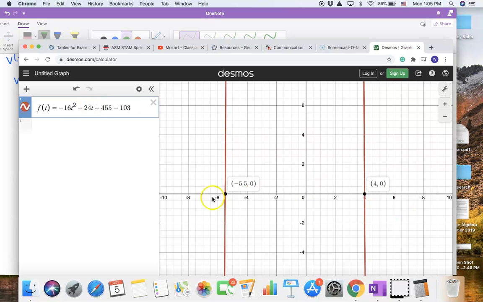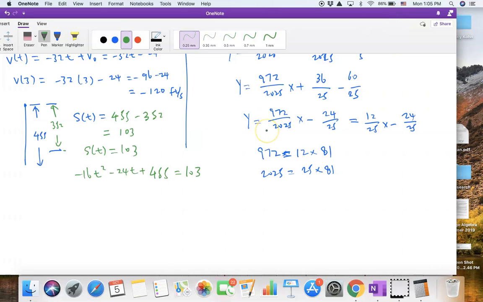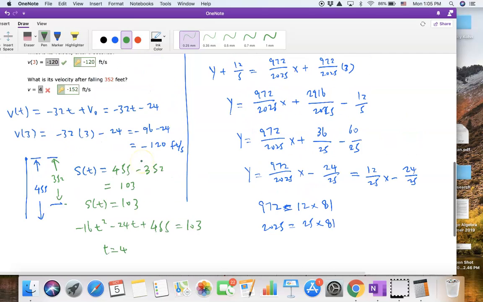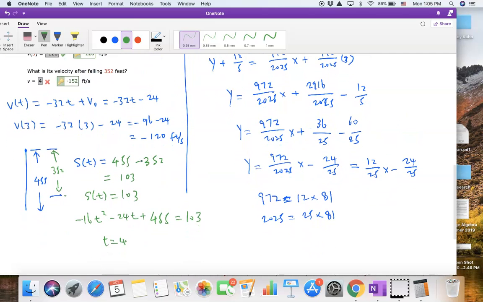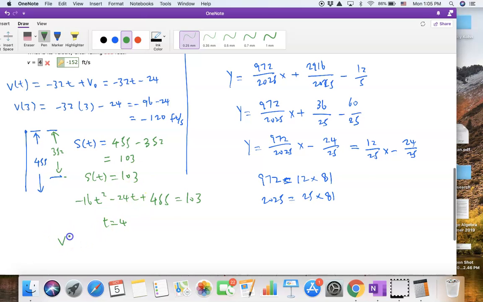The equation has two solutions. One is negative 5.5, one is positive 4. So we drop the negative answer. So t equals 4. Since t equals 4, the velocity is negative 32 times 4 plus negative 24. So that's negative 128 minus 24, which is negative 152 feet per second.